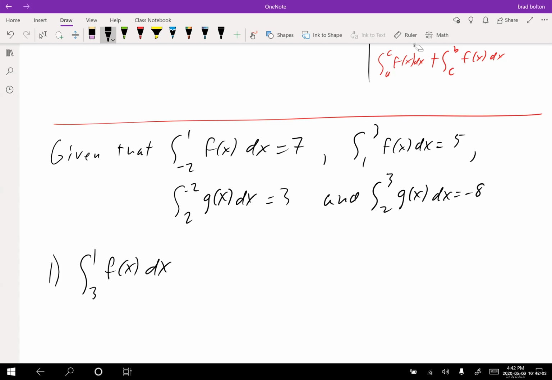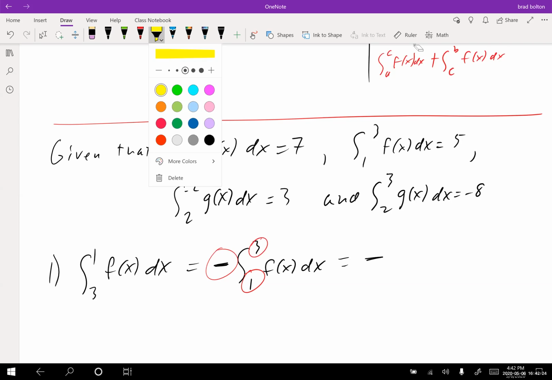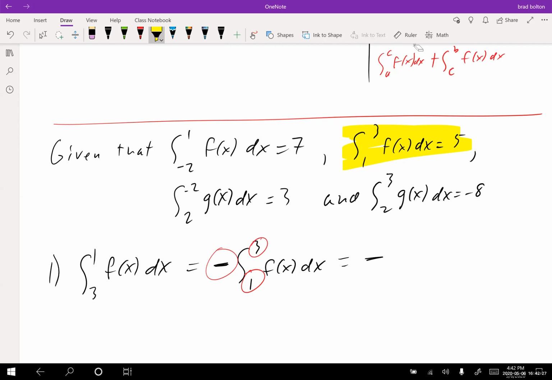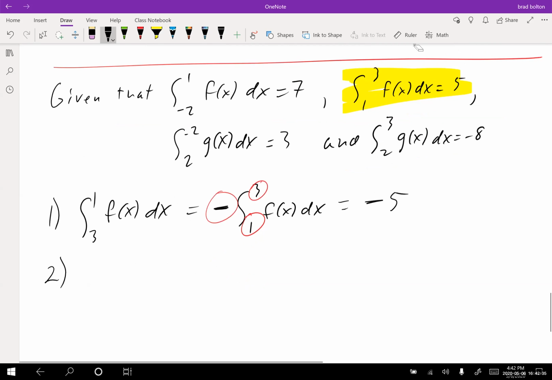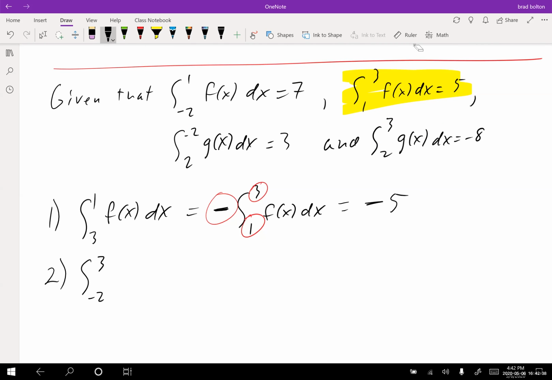Okay. Well, we know that we could put a negative in front and go from 1 to 3 of f of x dx. By putting this negative right here in front, I'm allowed to manipulate the limits of integration, okay? But we now know that the integral from 1 to 3 is this guy right here. So this is going to be worth -5.